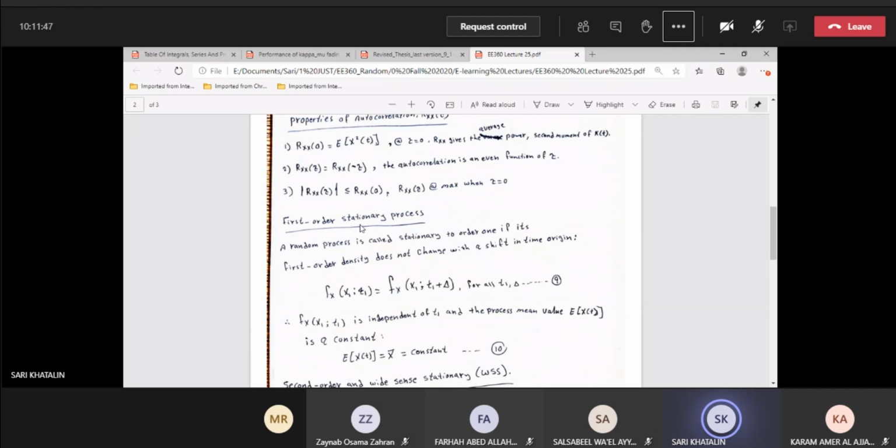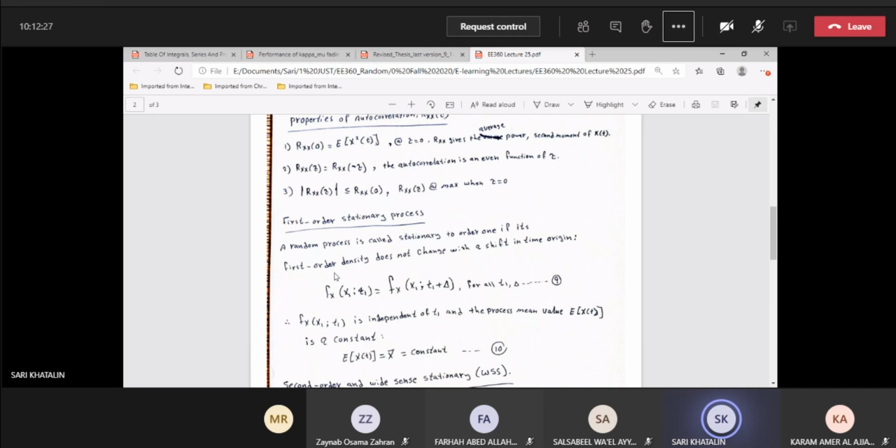Now we're going to talk about the first order stationary process. We did mention something about stationarity last time. We said that if the function is not affected by the time difference, it's not going to change with time, it means it's stationary, which is basically like a random variable. So a random process is called stationary to order one if its first order density does not change with a shifted time origin, which is given in equation 9 right here.